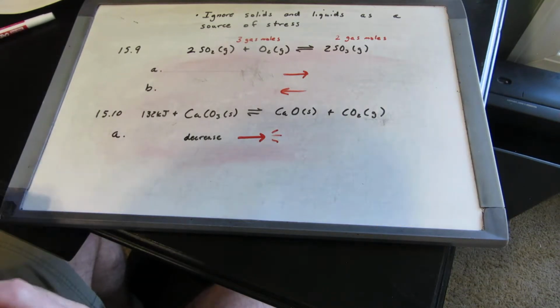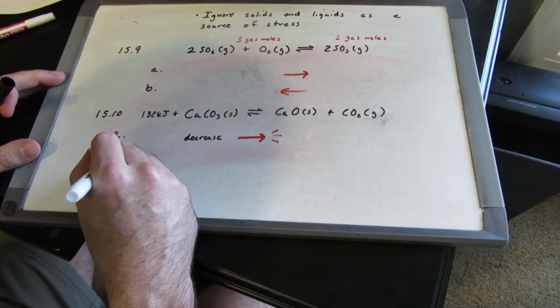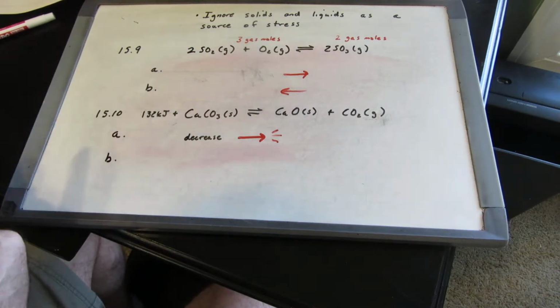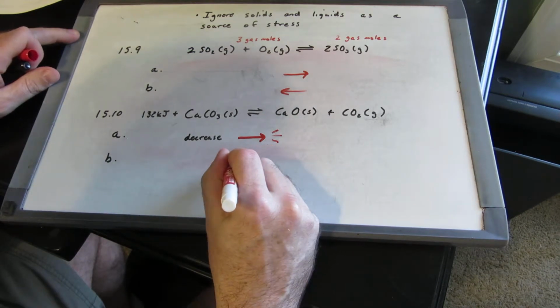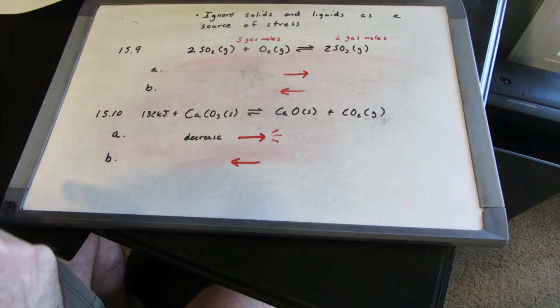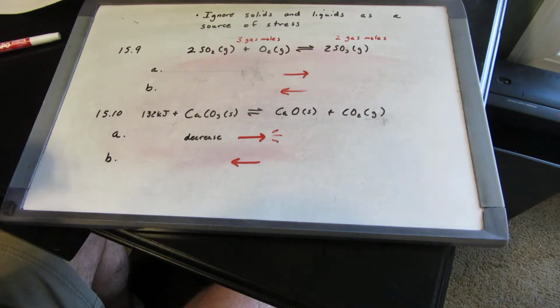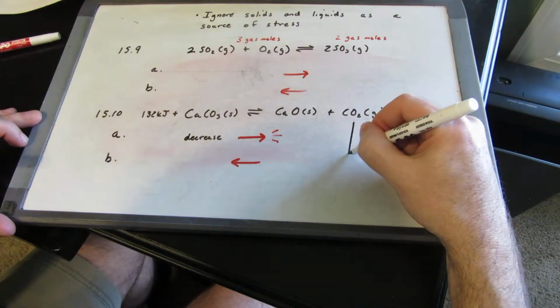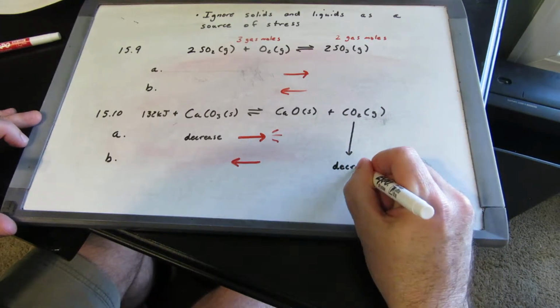Okay, part B says, what will happen to the concentration of CO2 if the temperature is lowered? Well, if the temperature is lowered, the reaction shifts towards the side with the energy. Okay, so if that's the case, what will happen to CO2? Well, CO2 is on the back end of the arrow, so it will also decrease.